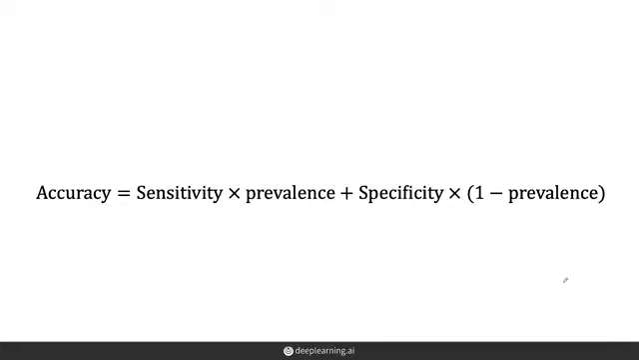Why is this useful? This equation allows us to see accuracy as a weighted average of sensitivity and specificity. The weight associated with the sensitivity is the prevalence, and the weight associated with the specificity is 1 minus the prevalence. This equation also allows us to find out any of these quantities given the other three quantities. Let's see this using an example.